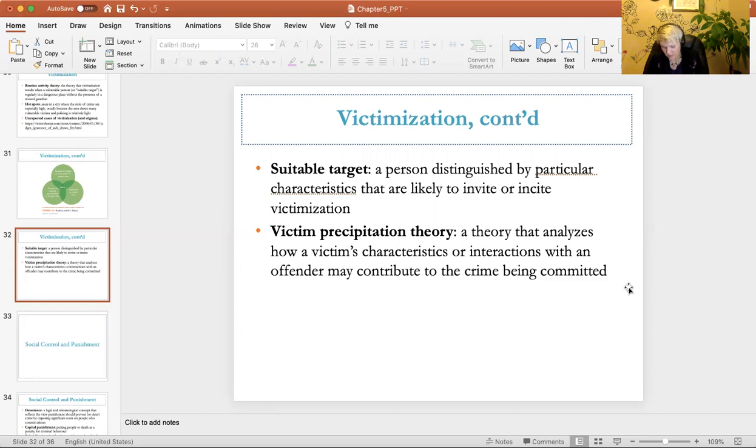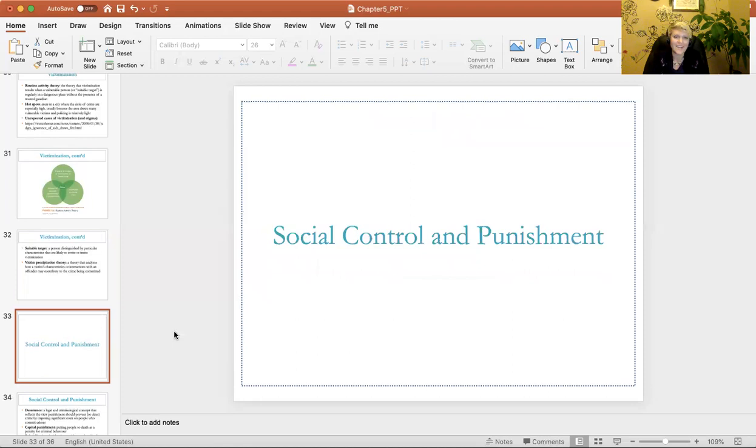For example, if you've ever heard some of these conservative voices talk about how women who dress in a way that is sexually taunting or slutty, would be the simple word for that, that they essentially ask to be raped. And I think that this is a disgusting line of thought that no one should ever propagate. To wrap up finally, social control and punishment.